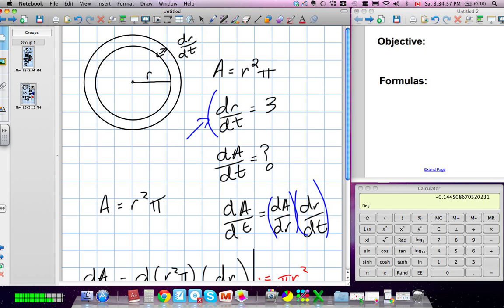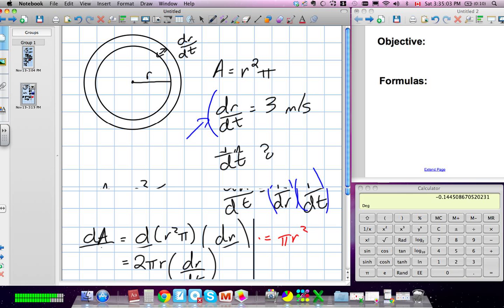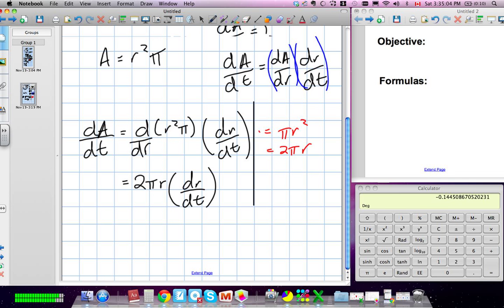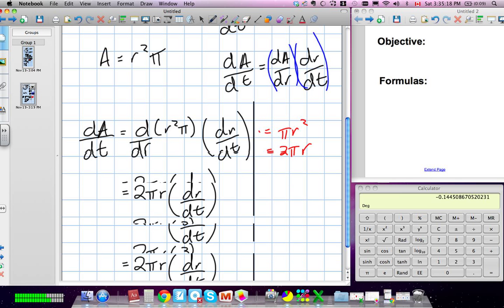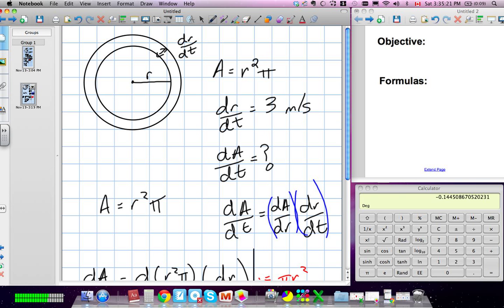So we do need to plug in that our change in radius is 3 meters a second, right? So change in radius over time is 3 meters a second. And we have that here, change in radius over time. So we're left with 2 pi r times 3 meters a second. This will essentially give us 6 pi r is equal to our changing area. Now, let's take a look at this equation.